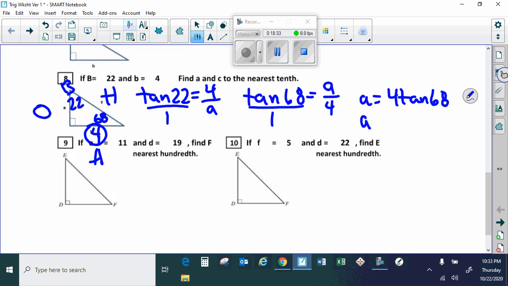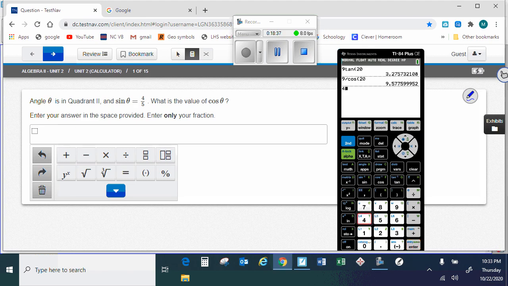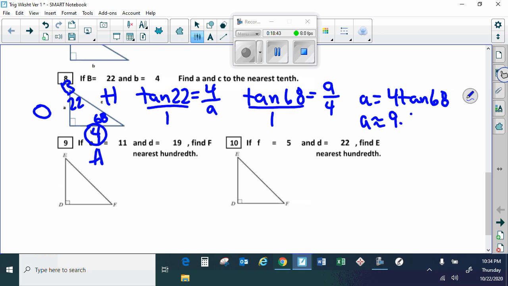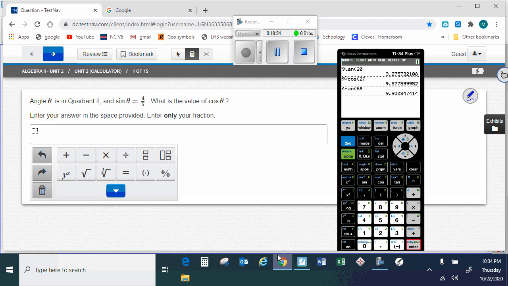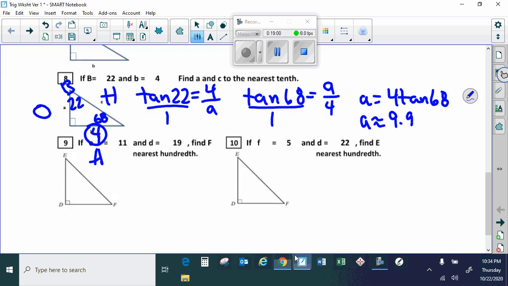Now I just plug in a calculator, and that's 4 tangent 68. 9.9, there's 10th. Now remember, I'm not going to use that 9.9 because that's a rounded answer. If I would have solved this one, I had 4 divided by tangent 22. Just check 4 divided by tangent 22. Look at that, 9.9, exact same answer. Now I need to solve for C.